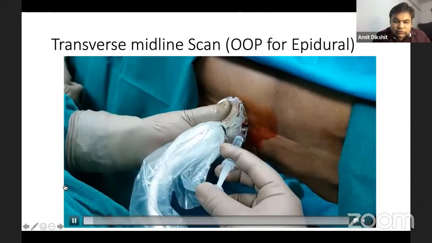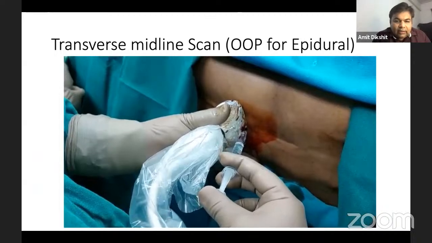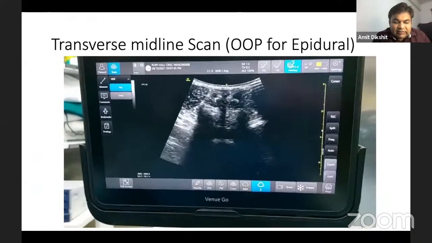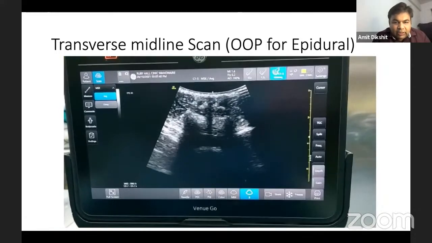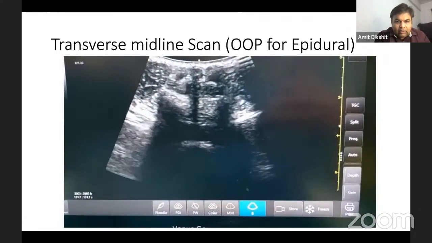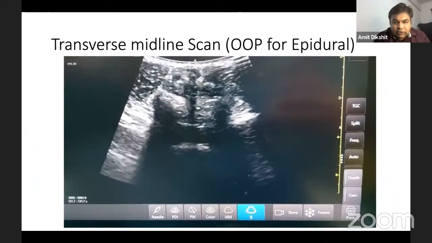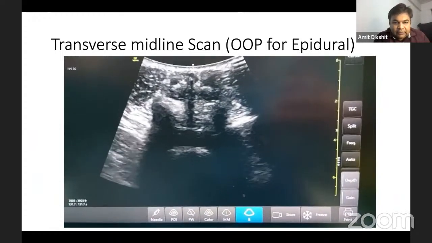So the transverse midline scan, I can first give the local. I can see the posterior complex, and you can see the movement of the needle there. So you can easily guide your needle towards the midline, towards the posterior complex. You know exactly at what depth it has to go.